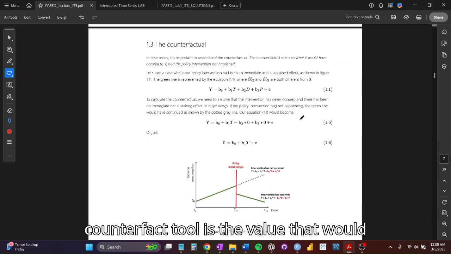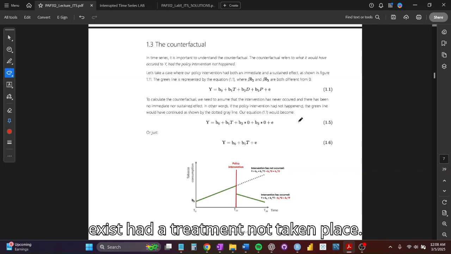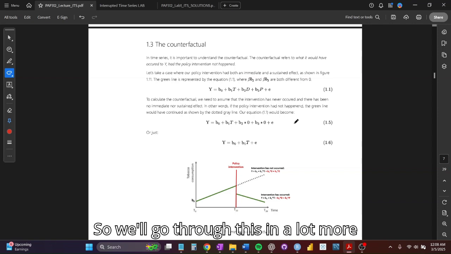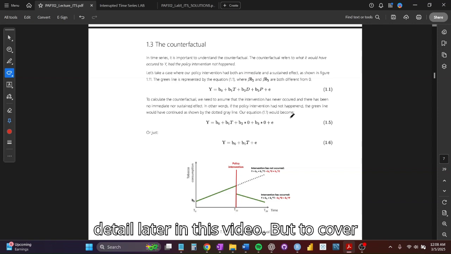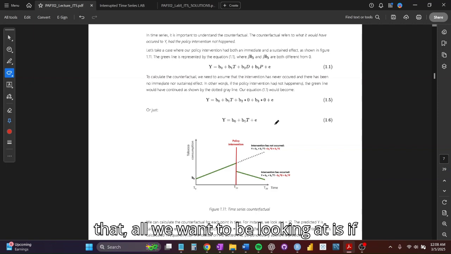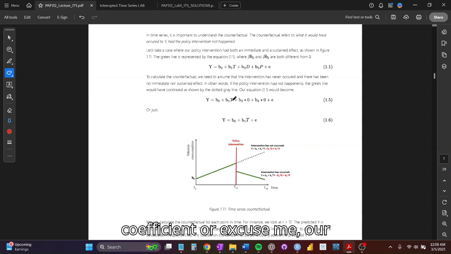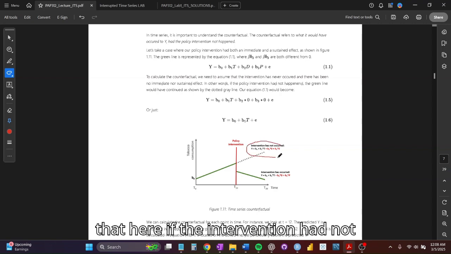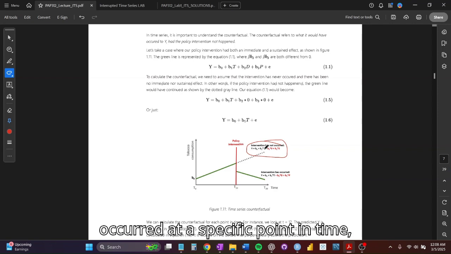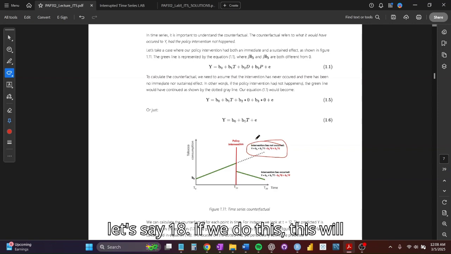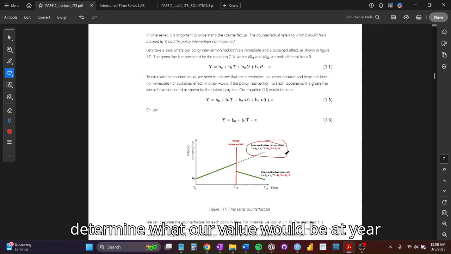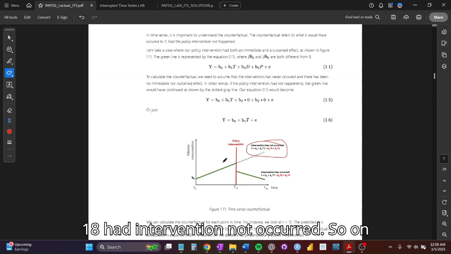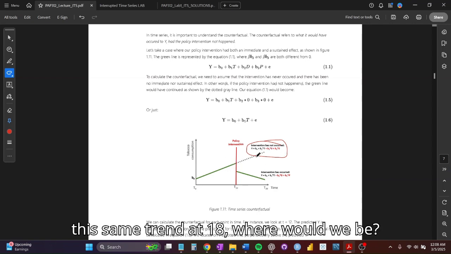You should remember the counterfactual is the value that would exist had a treatment not taken place. So we'll go through this in a lot more detail later in this video, but all we want to be looking at is if we toggle our time since and our treatment to 0, and we plug in time only, that will tell us what our counterfactual would be, and you'll see that here. If the intervention had not occurred at a specific point in time, let's say 18, this will determine what our value would be at year 18 had intervention not occurred. So on this same trend at 18, where would we be?